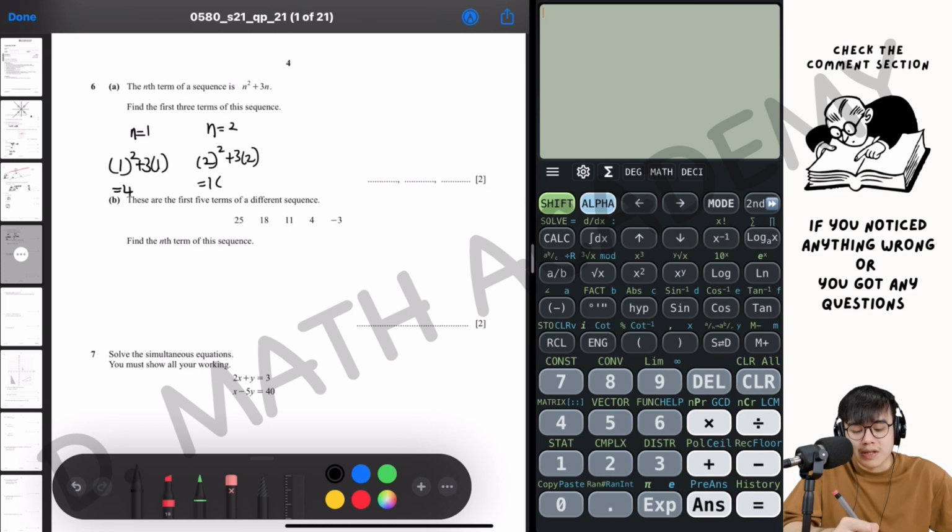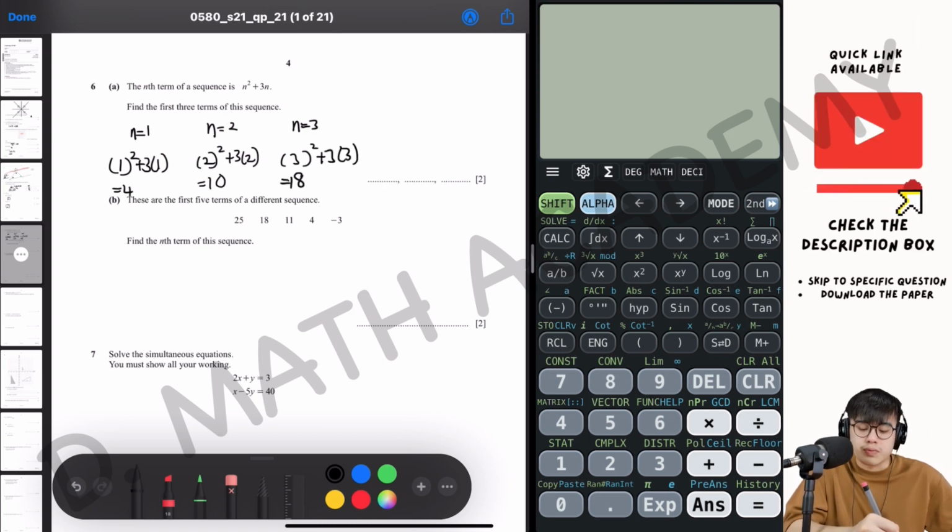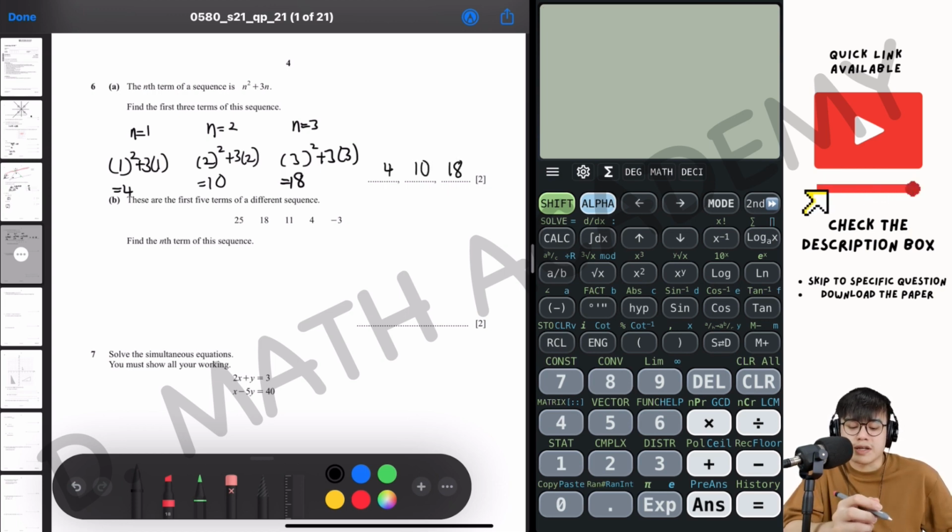That will be 10 actually. And the last one here is n equals 3. You get 3 squared plus 3 times 3, so your result will be 18. So when you fill it up, it will be 4, 10, and 18 as the final answer.